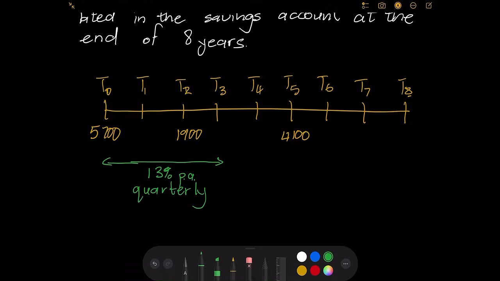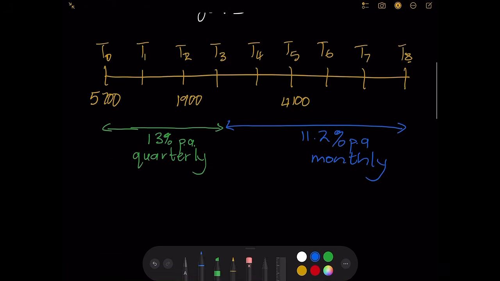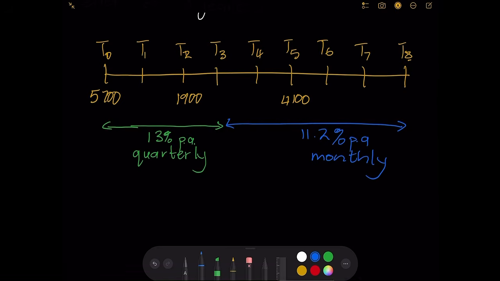Okay, right. And then we know that thereafter, we took an interest rate of 11.2%, right? 11.2% per annum. But in this case, it was compounded monthly. So now what we want to make sure of is, how do we deal with this data in the case of the final withdrawal in year 8.